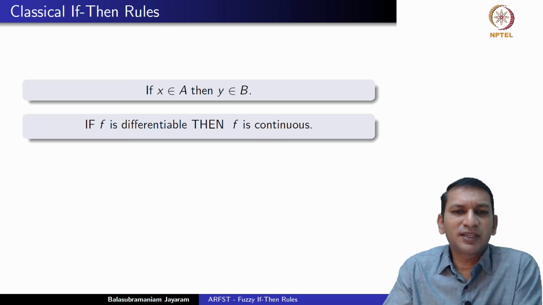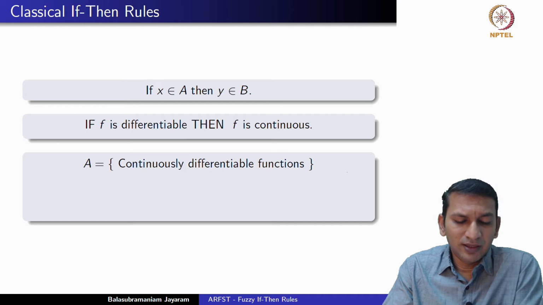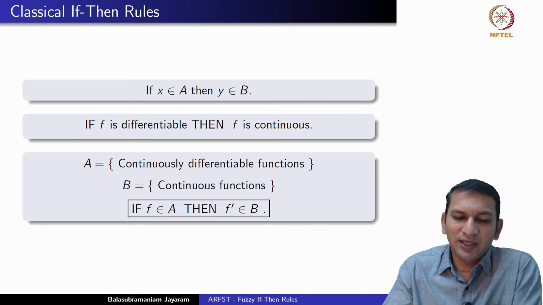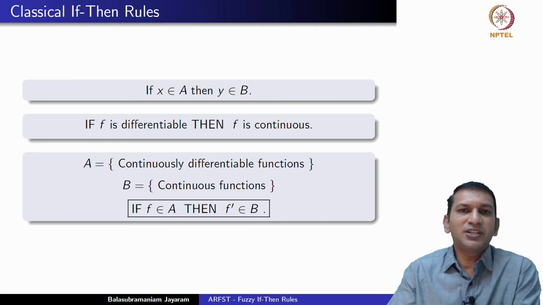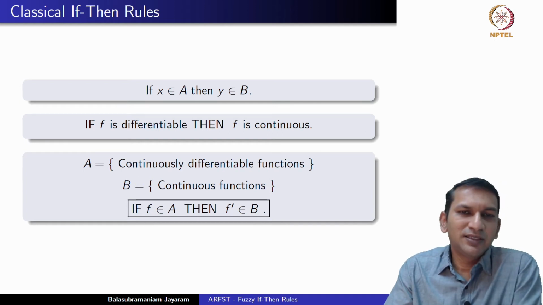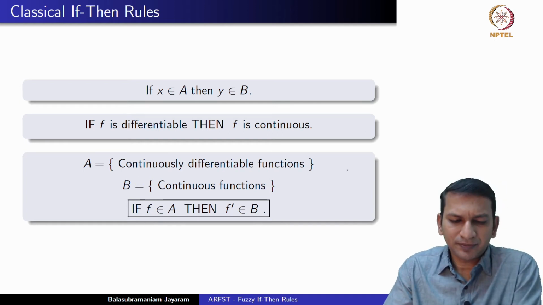But if you want to construct examples, you could do it as follows. For A, consider the set of all continuously differentiable functions, and B to be just continuous functions. Now we can assert this: if F belongs to A, then F dash belongs to B. That means if F is continuously differentiable, clearly its derivative is continuous.